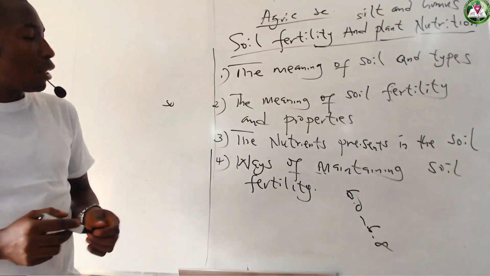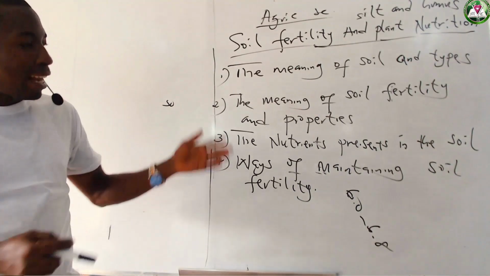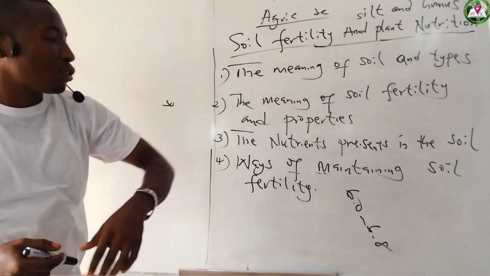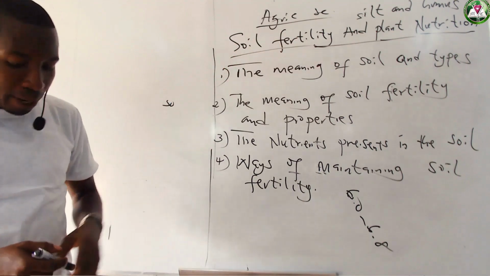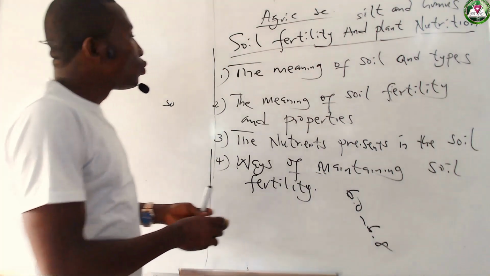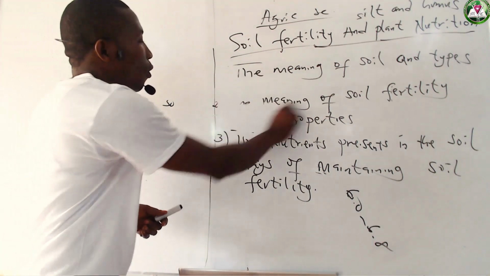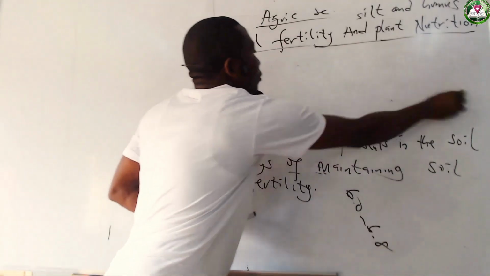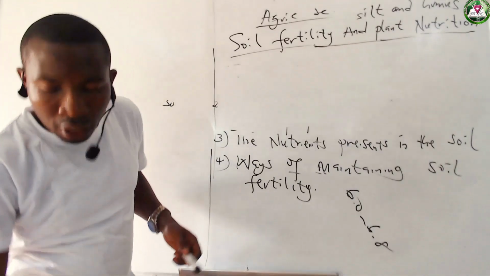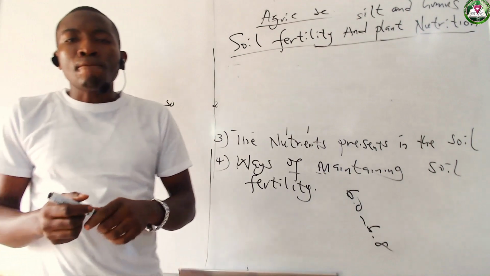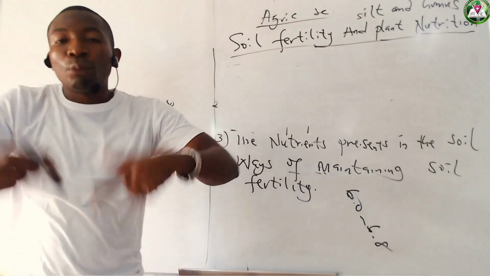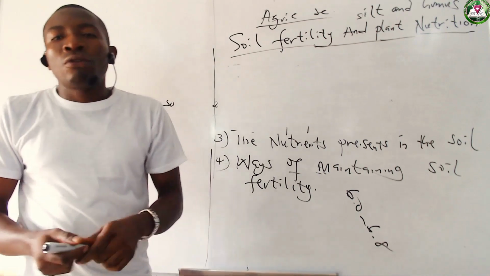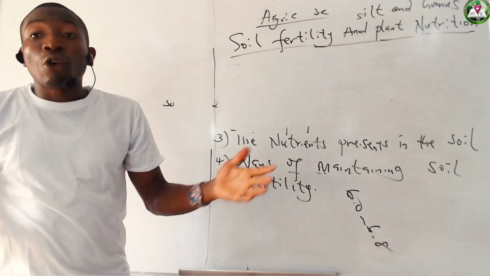Now let me quickly go over to the third highlight of this very topic, soil fertility and plant nutrition. And that is the nutrients present in the soil. Now when I talk about soil fertility, it has to do with nutrients. It boils down to nutrients present in the soil that are capable of making crops grow better.